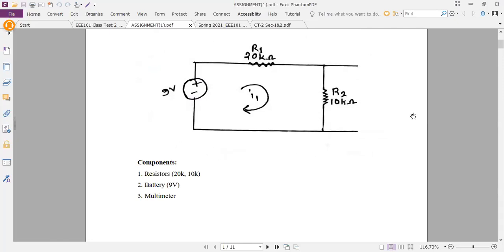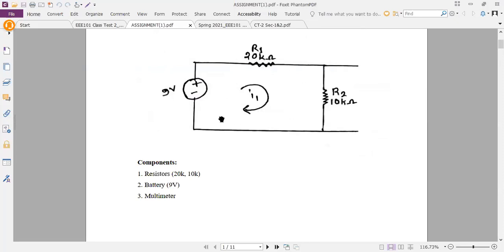Yes, sir. I'll give you the picture of all these things, and then you have to get one and implement it on that. As a simple example, I'm giving it to you and telling you how to do this experiment, and then you have to verify KVL from this circuit experimentally, and you do the theoretical calculation.